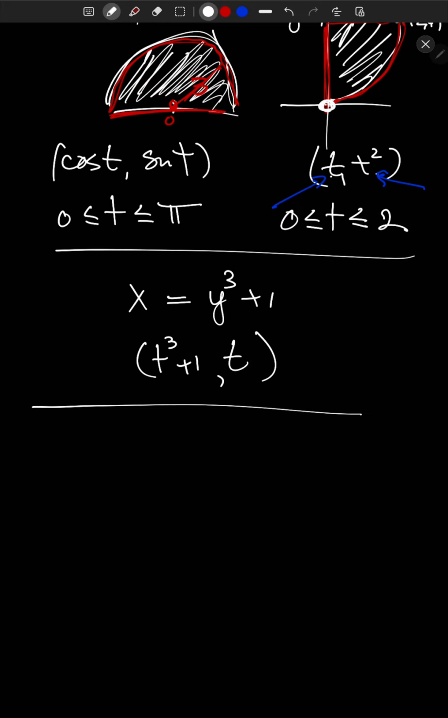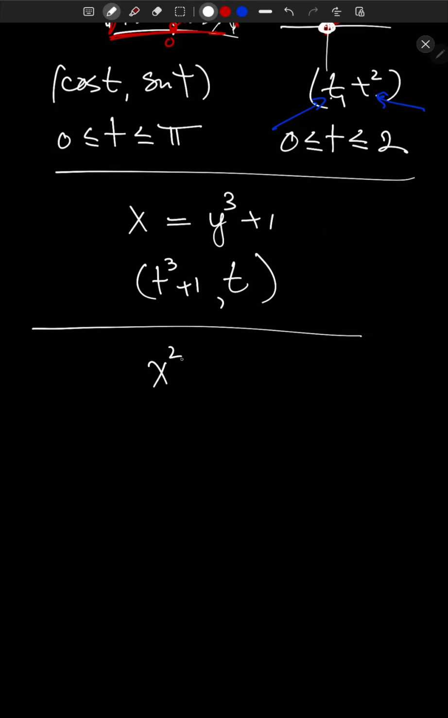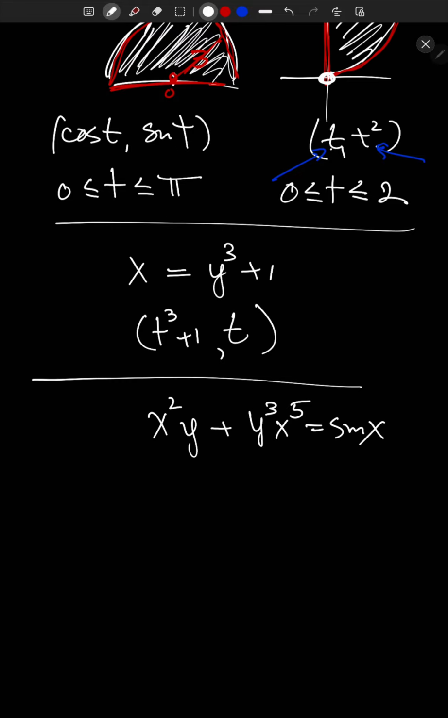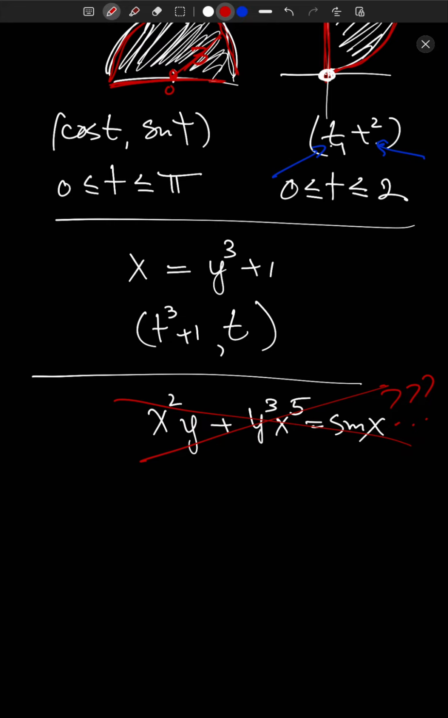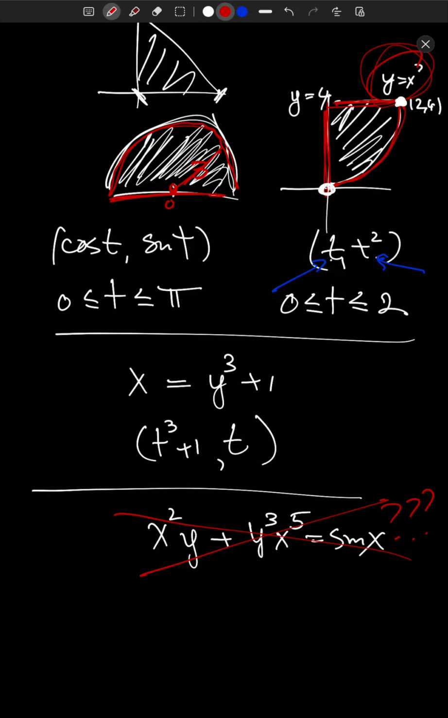Okay, what if things are more horrible? x squared y plus y cubed x to the 5th equals sine x. How are you going to parameterize this? Well, then you're in trouble. And for 15.7, we're not going to be able to do this. In 15.8, we might be able to, so we'll talk about that when we get there. But for now, in 15.7, you're just going to have to parameterize.